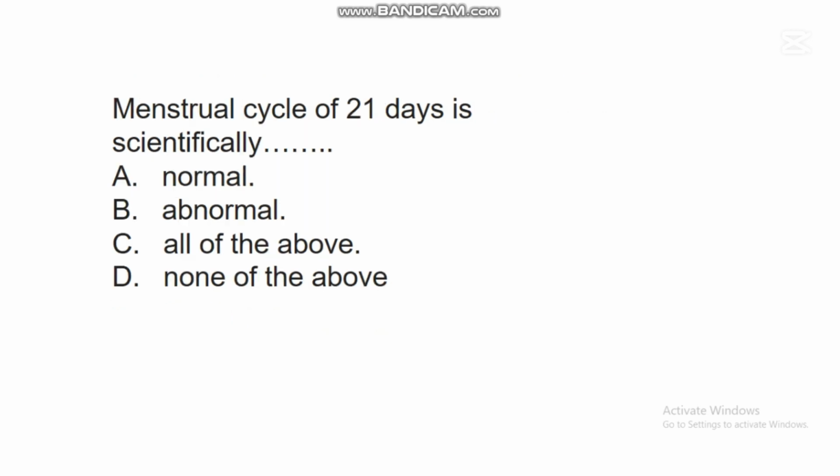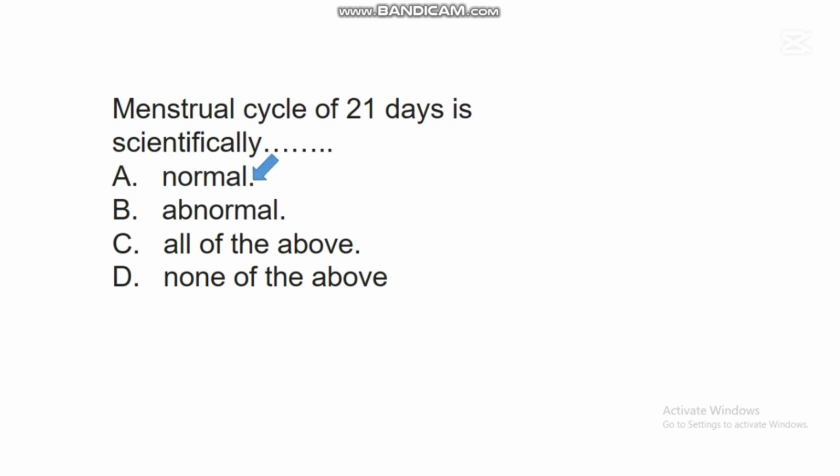The next question says, a menstrual cycle of 21 days is scientifically dash. A. Normal. B. Abnormal. C. All of the above. D. None of the above. In this question, the correct answer is A.